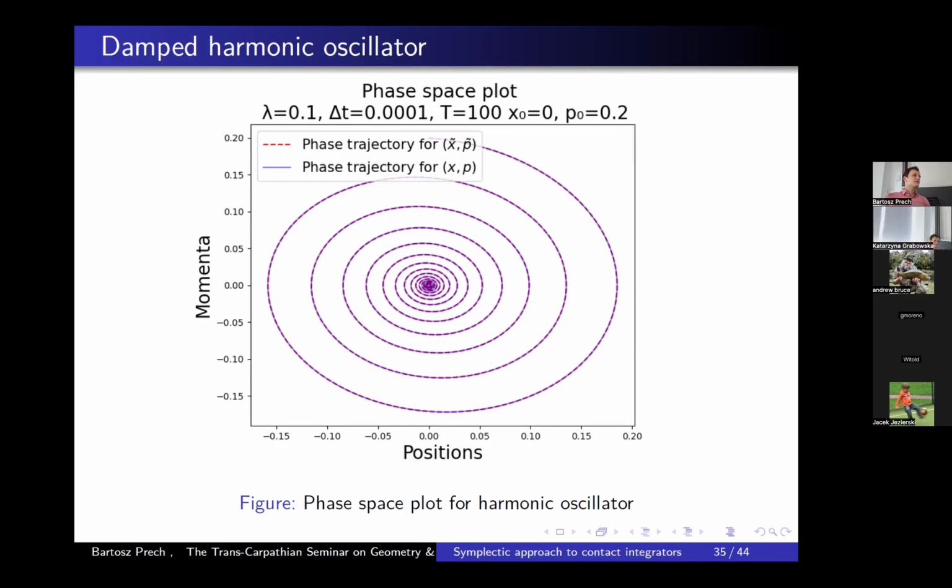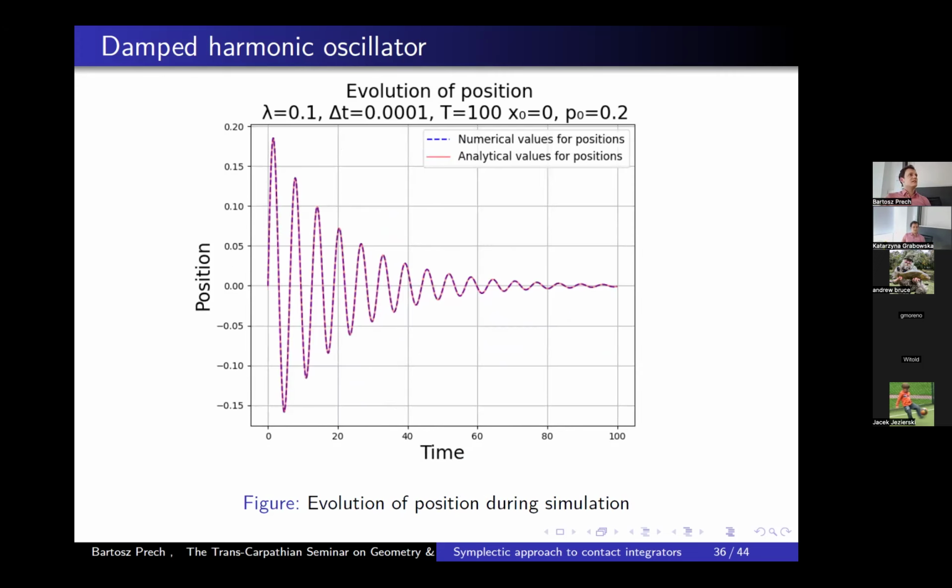But this was to check whether they actually project on the same solution, this would break the idea, because when you double your coordinates, you want them to reproduce the same solution. And here's an exemplary plot of a position in time, and we see here we've got an analytical solution in red, and a numerical solution with dashed blue. And so we see that they are basically the same.